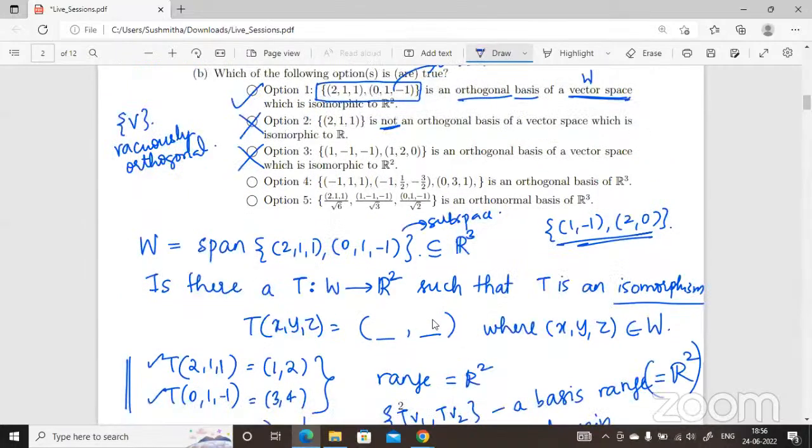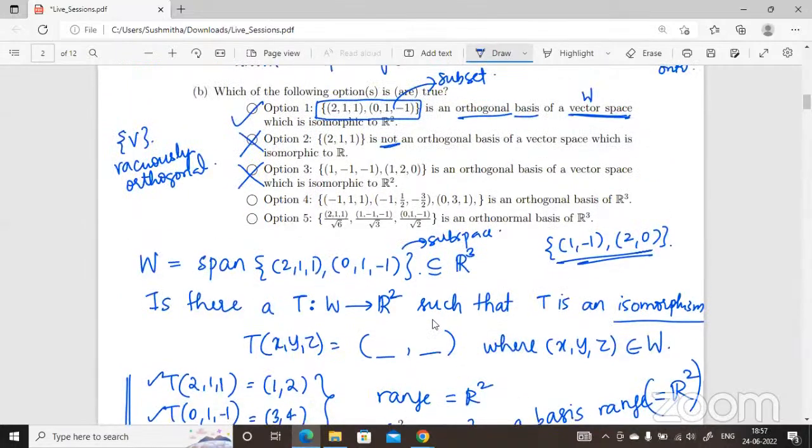Option 4. Is this an orthogonal basis for R3? How do we check that? Inner product. You just have to check whether it is orthogonal, right? Because it has 3 elements, if it is orthogonal, it will be linearly independent and hence it will be a basis, right? No, it is not. This and this are not perpendicular. Okay, fine.